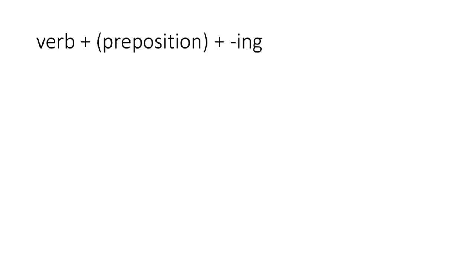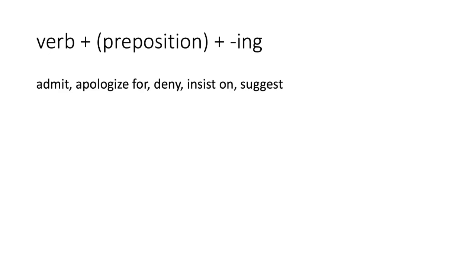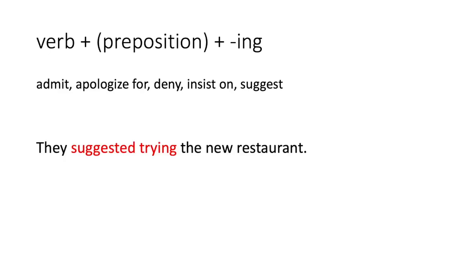Okay. Another category, the verb plus another verb plus ing. Here are some examples. Here are some verbs that are in this category. They suggested trying the new restaurant. Now, we don't say they suggested us trying the new restaurant. No, they suggested trying the new restaurant. Okay. He apologized for arriving late. Okay, here we have a preposition. He apologized for something.